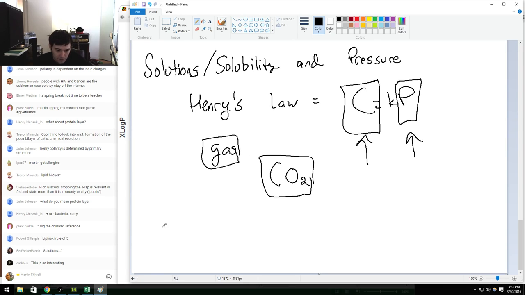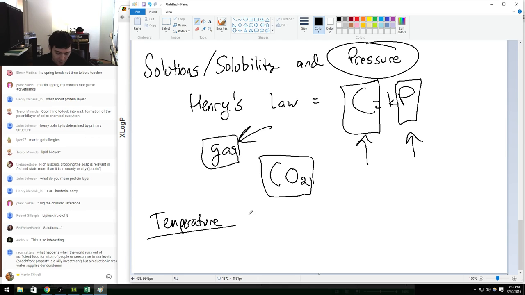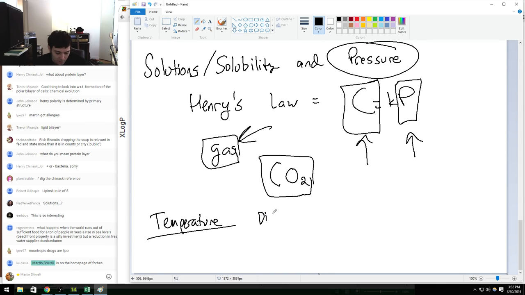We can also get into temperature. So we learned a little bit about pressure, and it only really relates to gases, but temperature is a little bit interesting as well. There are some generalities here. It's very difficult to predict. That's one thing to understand. It's difficult to predict temperature dependence on solubility. In fact, we generally just want to observe it experimentally.